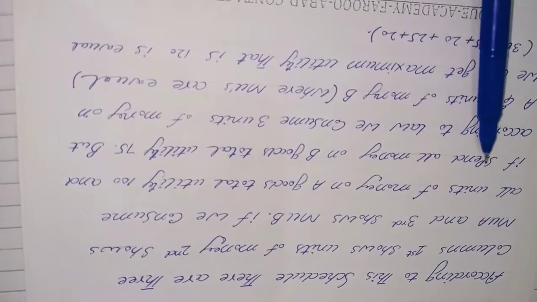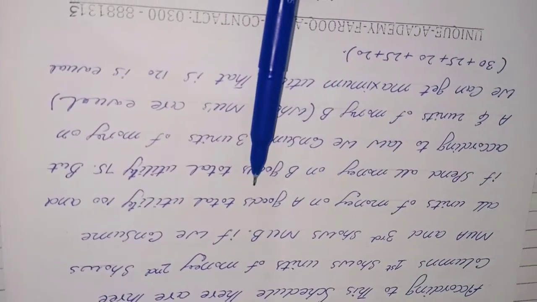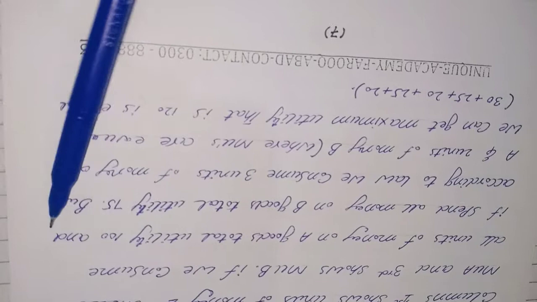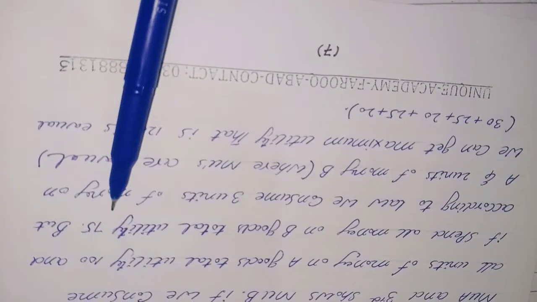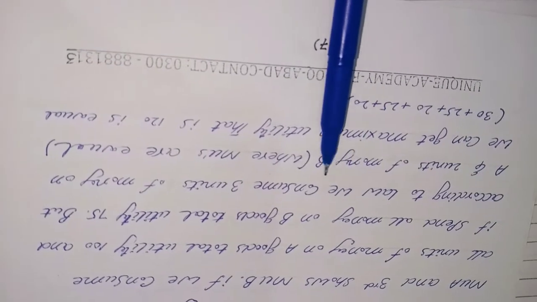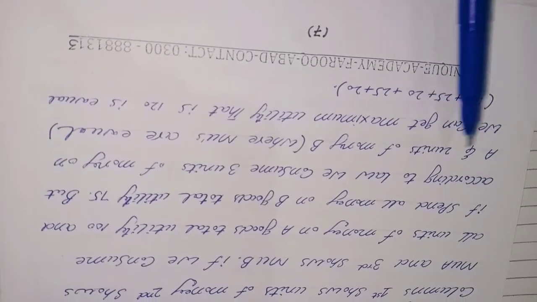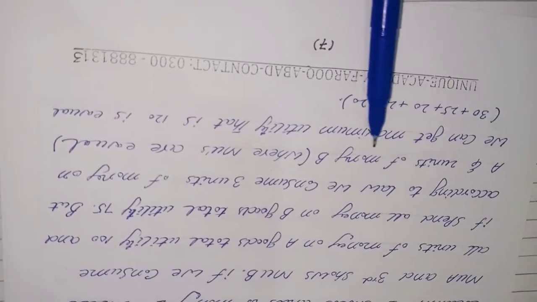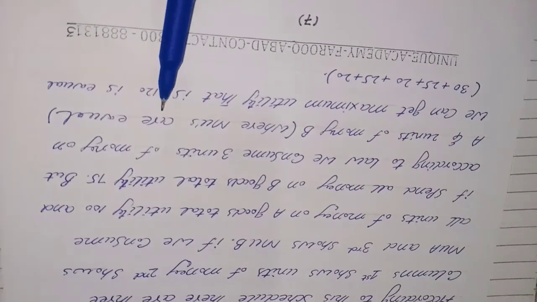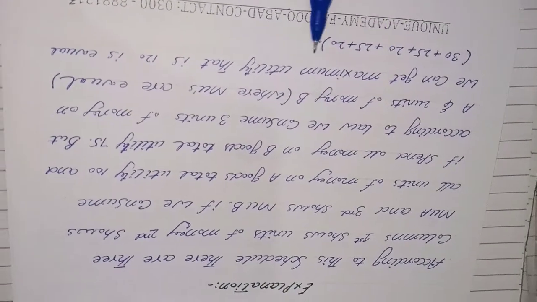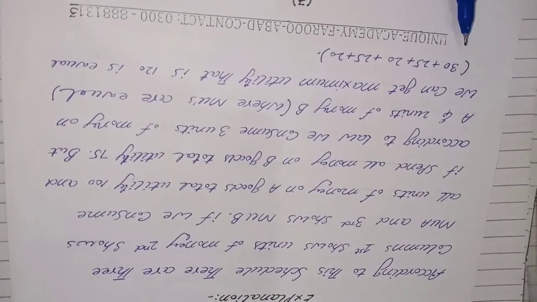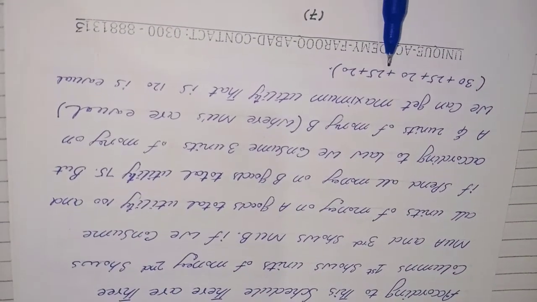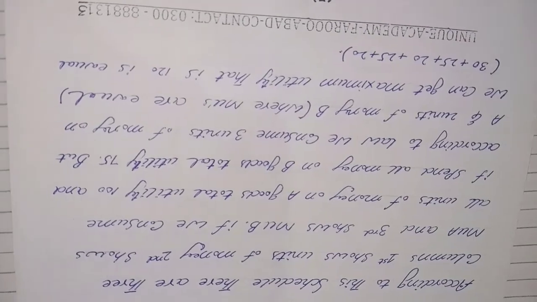If we spend all units of money on A goods, total utility is 100, and if we spend all money on B goods, total utility is 75. But according to the law, we spend 3 units of money on A and 2 units of money on B, where marginal utilities are equal. We can get maximum utility, that is 120, which equals 30 plus 25 plus 20, plus 25 plus 20.